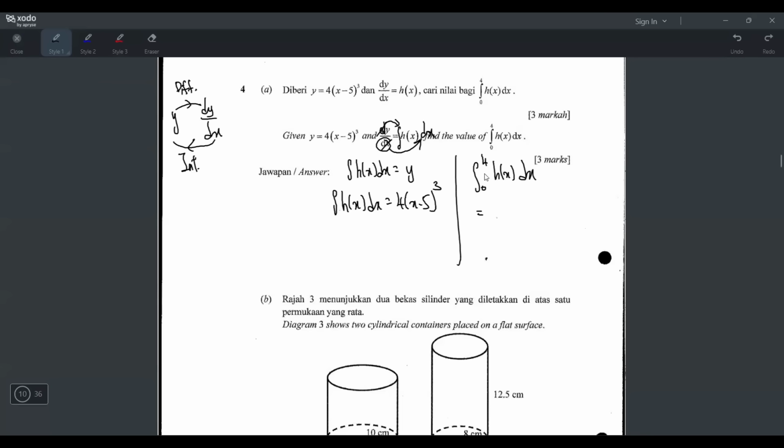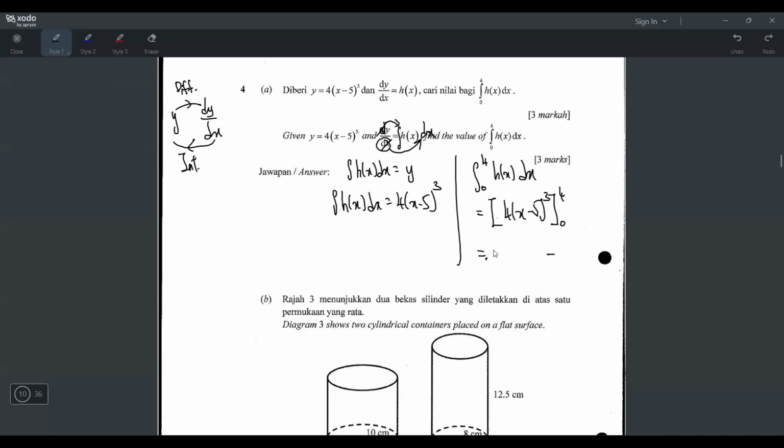First thing is we already know the integral of h(x) dx is (4x minus 5) power 3. So just write 4 bracket x minus 5 power 3. But we cannot just ignore the numbers. The numbers, we have to write it here, right? 0, 4. And what we have to do with the 0, 4 is just sub inside. So first we will sub 4 inside. After you sub 4 inside, you sub 0 inside, and then you minus.